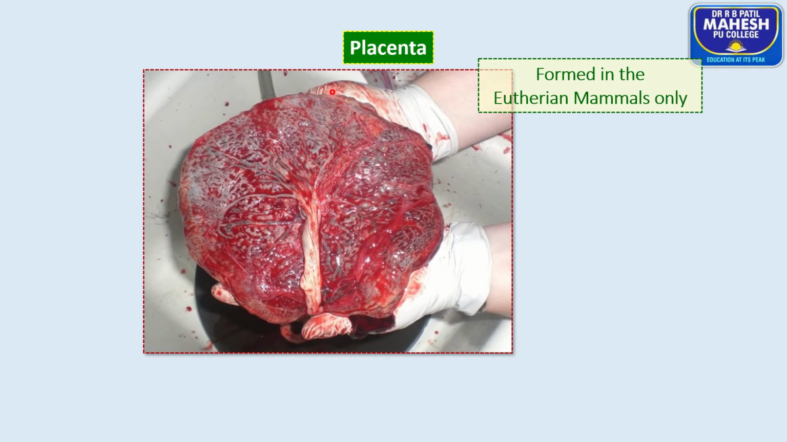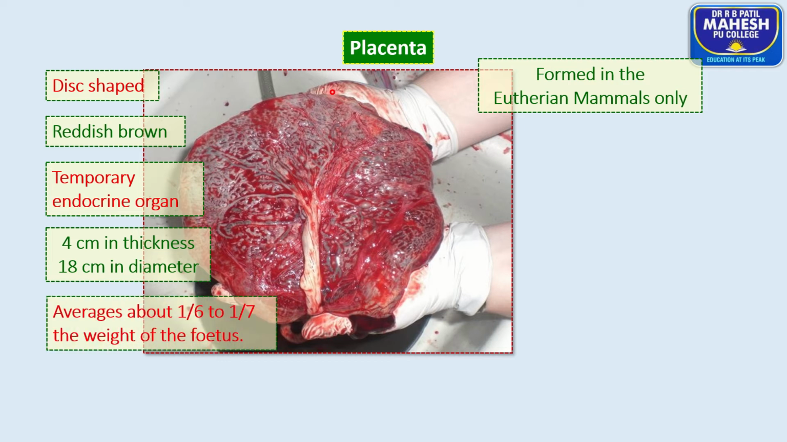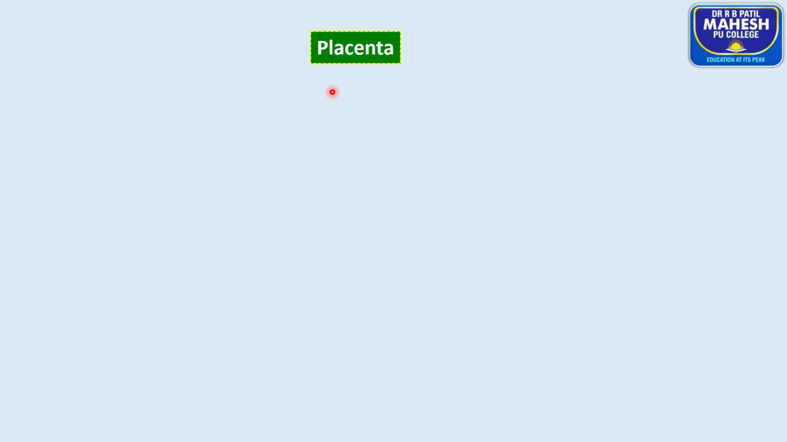So when you look at the placenta, it is formed only in the eutherian mammals, which are commonly called placentals. It is disc shaped, reddish brown in color, a temporary endocrine gland. It measures about 4 centimeters in thickness and 18 centimeters in diameter, and averages about 1/6 or 1/7 the weight of the fetus.